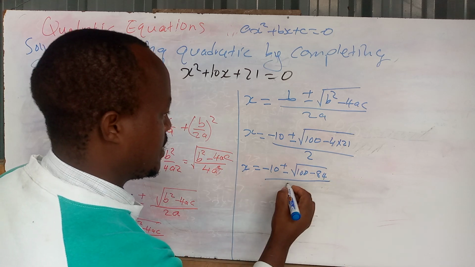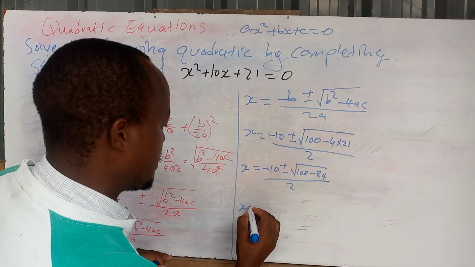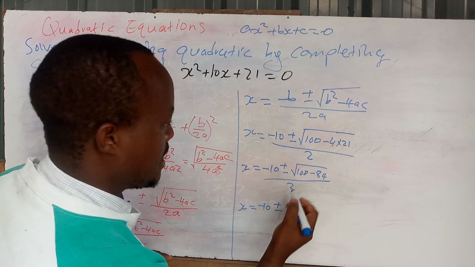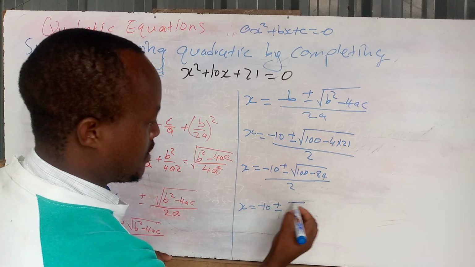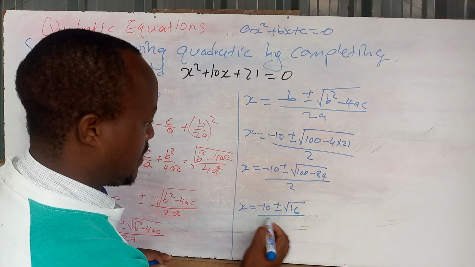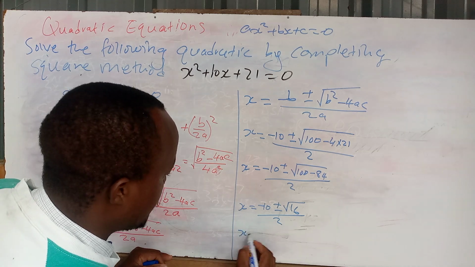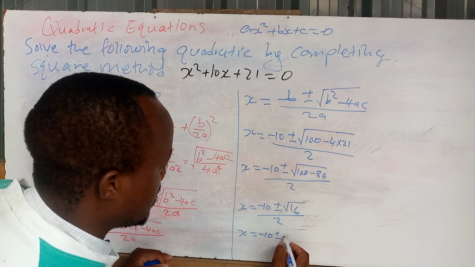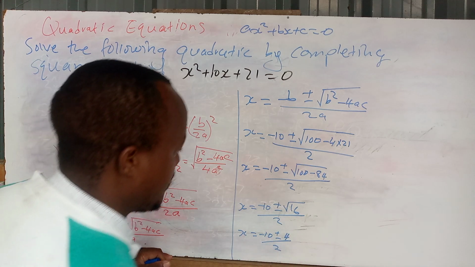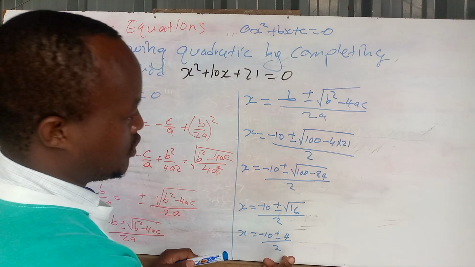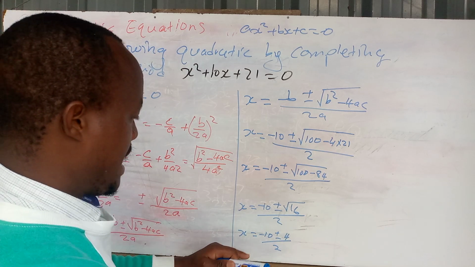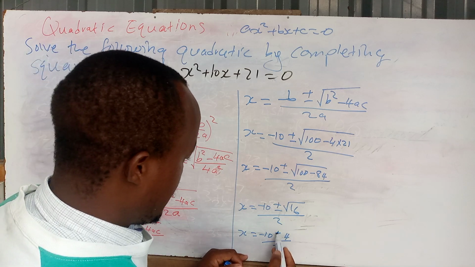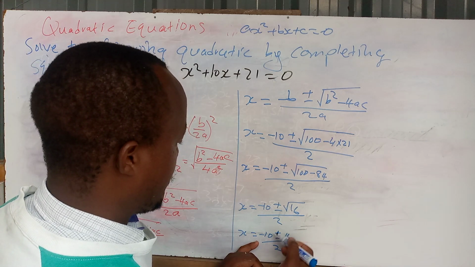Then all over 2. So we are getting x being equal to minus 10 plus or minus, this is 16, the square root of 16 all over 2. So x is equal to minus 10 plus or minus, the square root of 16 is 4, then divide by 2. Now here we will get two values whereby you take one sign here. Let's start with the plus sign.